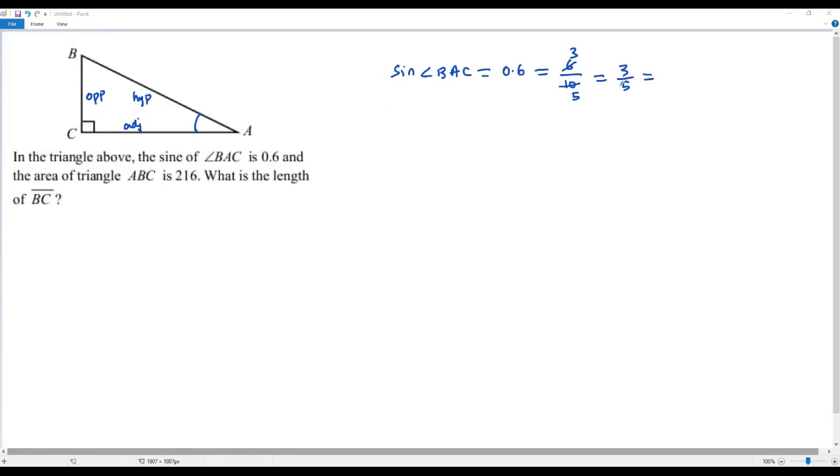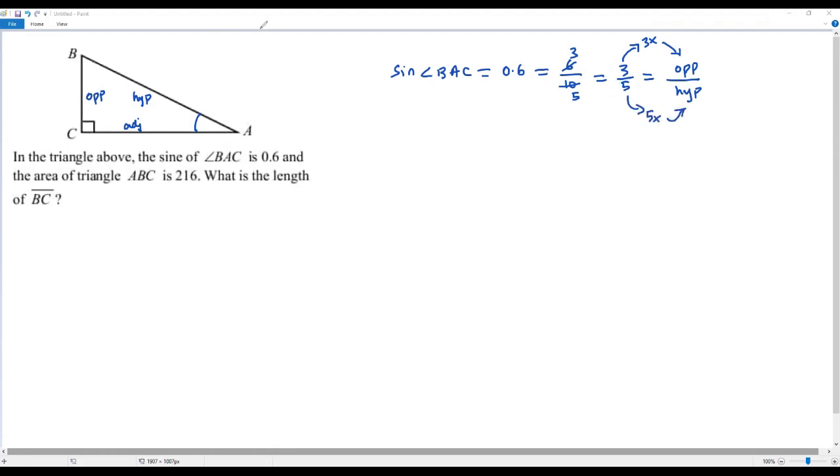According to SOH-CAH-TOA, the formula for the trigonometric ratio sine is opposite side divided by hypotenuse. Here in this fraction, the numerator 3 corresponds to the opposite side and the denominator 5 corresponds to the hypotenuse. From these two numbers 3 and 5, if I want to get the actual lengths of the opposite side and the hypotenuse, I have to multiply these two numbers by the same non-zero number, say x. When I multiply 3 by x, I get 3x, the actual length of the opposite side. When I multiply 5 by x, I get 5x, the actual length of the hypotenuse.